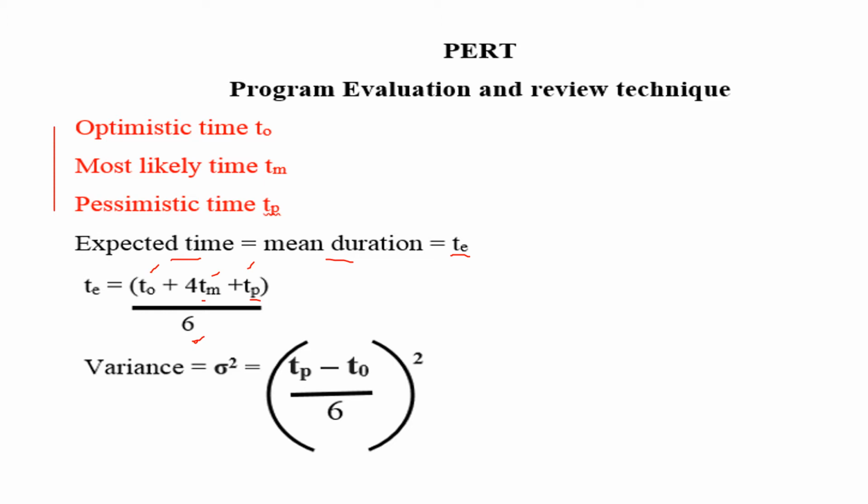One more thing, that is variance. Variance is sigma square. We know sigma is standard deviation. So sigma square is equal to TP minus TO divided by 6 the whole square. Pessimistic time minus optimistic time divided by 6 the whole square. So these are the formulas we have to keep in mind.